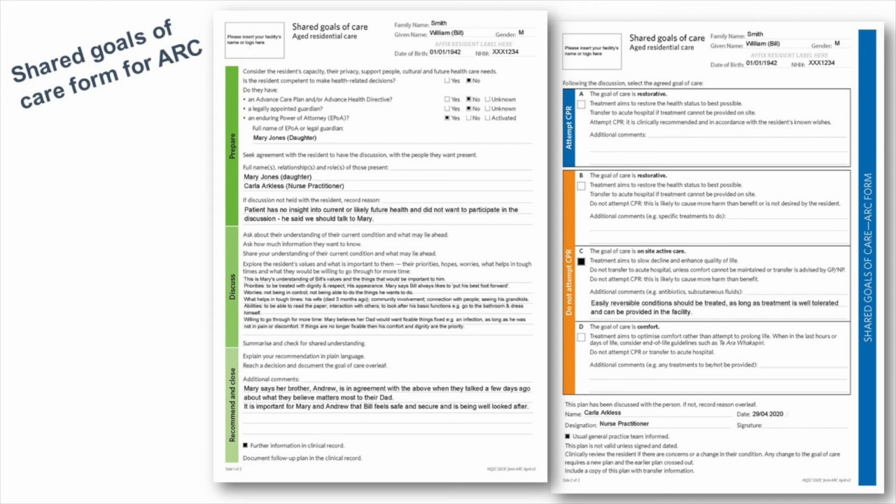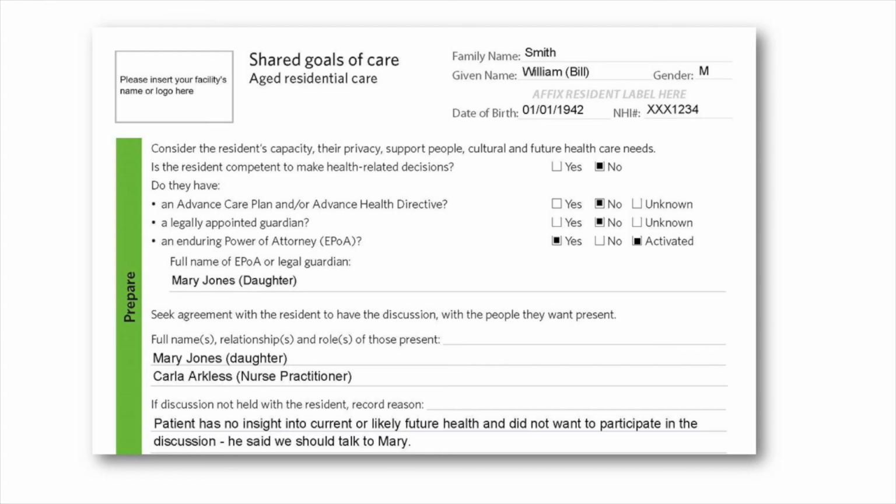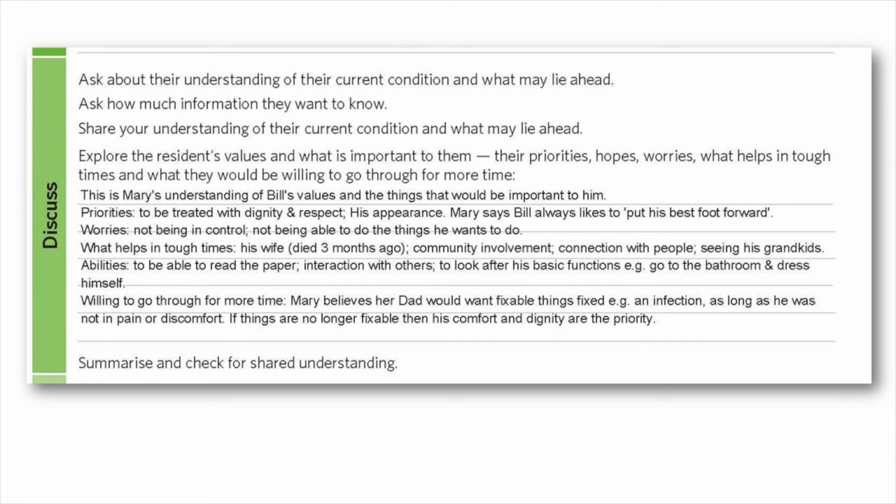I've already filled out this bit prior to the conversation, so we'll move on to what was discussed in the Explore section. In this section, it's important to document that this is Mary's understanding of Bill's priorities and values. You'll see that I've bullet pointed the documentation to follow the questions in the guide, but equally this could be documented in a more free text way.